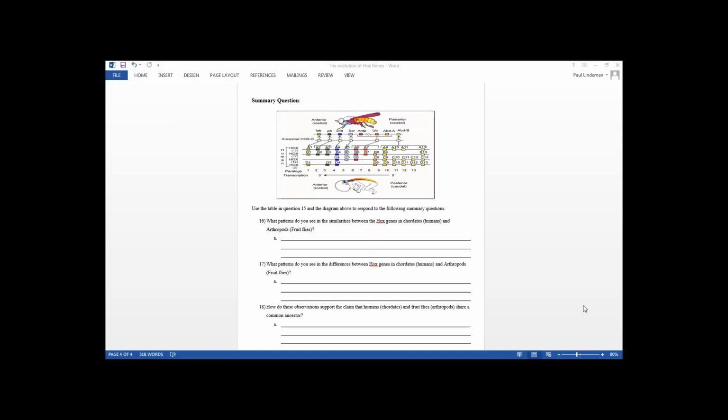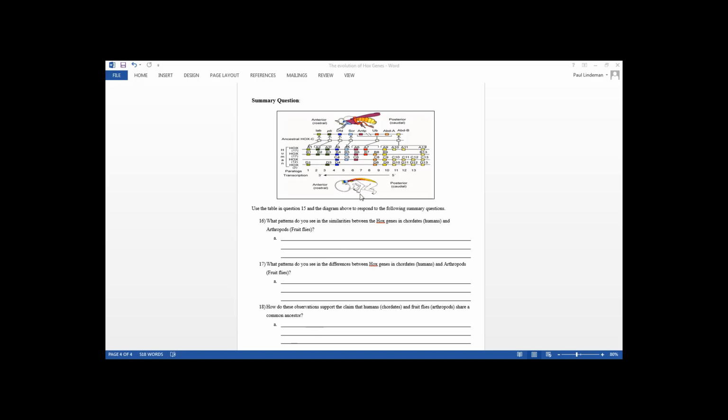You're almost done. Now we're down to our last 3 questions. I'm looking for you to tell me patterns that you see in the similarities between the Hox genes in humans, chordates, and arthropods, fruit flies. So look at these Hox genes here. Tell me any similarities you see between these Hox genes and the ones in humans. Then tell me any differences you see in these Hox genes between arthropods or fruit flies and humans. And how do the observations support the claim that humans and fruit flies share common ancestors?